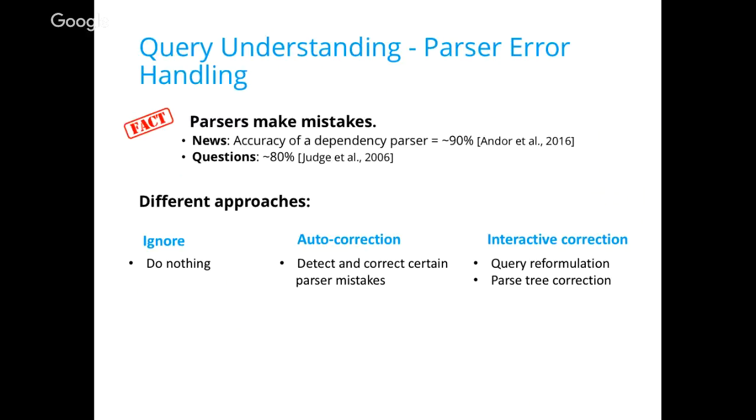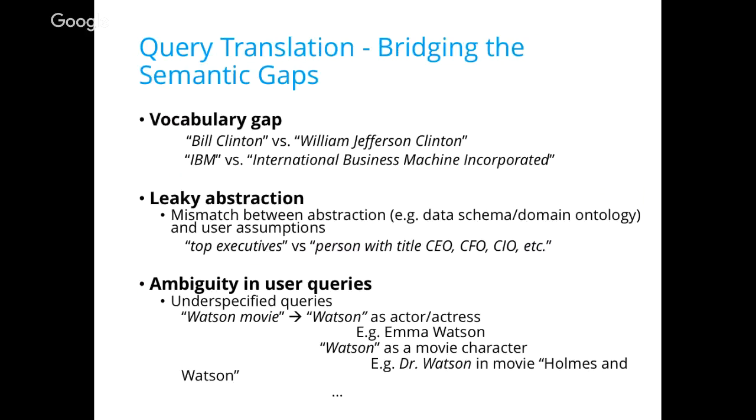So there are different approaches. One approach is we pretend there is no error, so we ignore it. Or we can say we want to identify certain types of parser errors and detect and correct those. Then another approach is to identify the error, then allow the user to reformulate the query or even correct the parse tree directly.